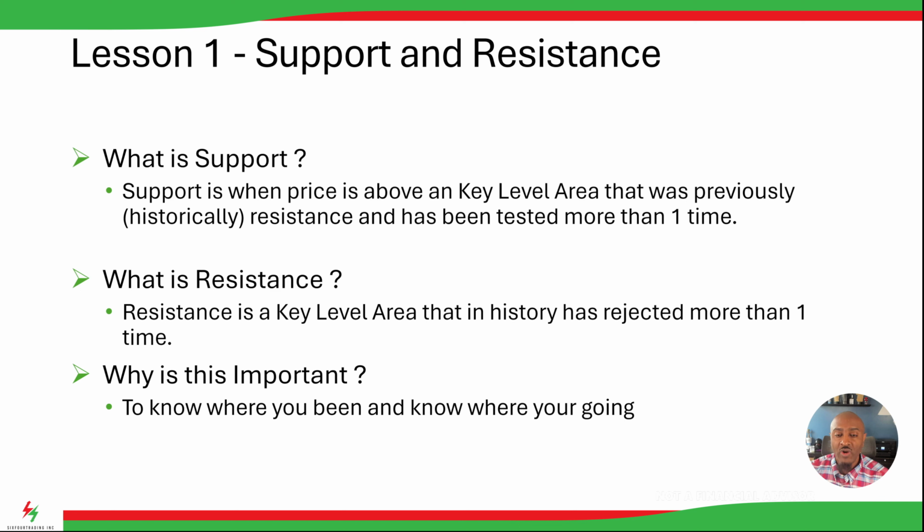Support is when price is above a key level area that was previously, historically, resistance, and it's visited that area more than once. An example: let's say there's resistance here, and price has been in that area several different times. More than once means 2, 3, 4. The more you see price in that area, the stronger the line you draw for that key level will be. If you have 2, it's good. 3 is better. 4 and more, the stronger and stronger that support line is.